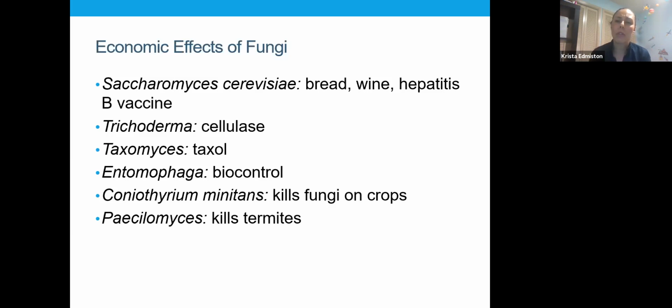We've used it to grow things like vaccines for us. A couple of other things in there we can use. A fungus can kill termites, for making cellulose, for making other biocontrol agents to kill other organisms and such. So they're not all just bad fungal infections. They can also do good things for us.